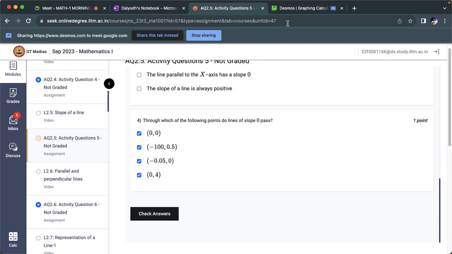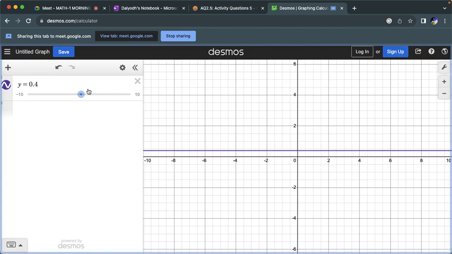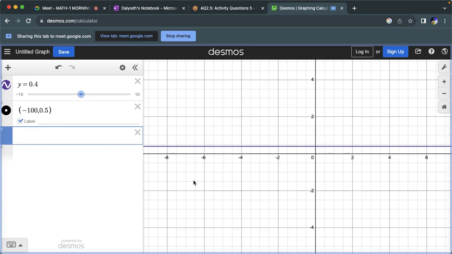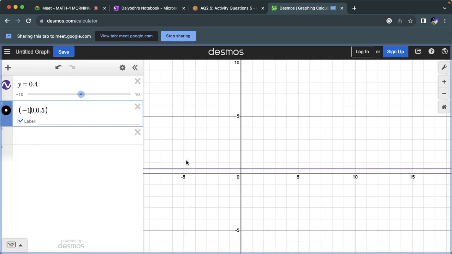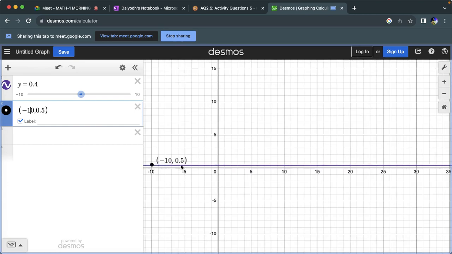Sir, can you plot the points? Zero comma zero? Yeah, minus 100 and 0.5. X is minus 100 and 0.5, right? That's fine. Oh, actually, it's very far. Let me just draw minus 10. Okay, that's fine. It's just passing through the line.